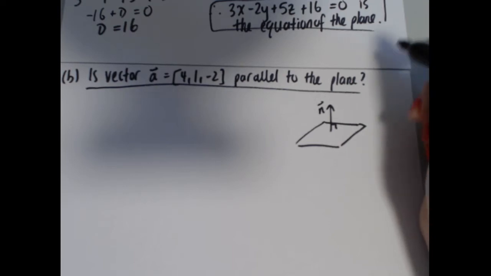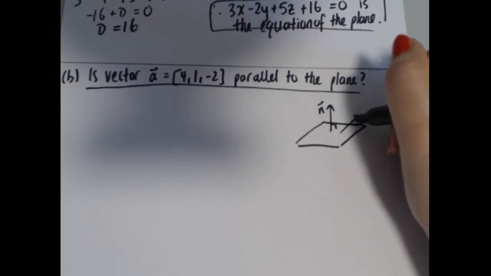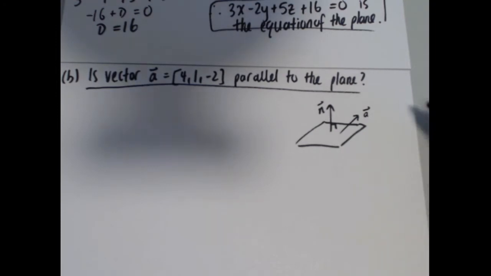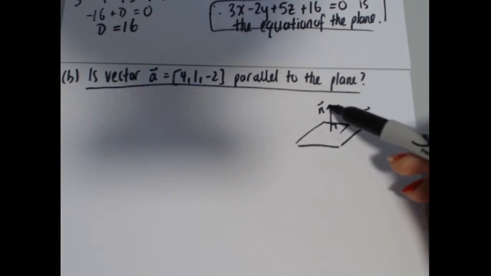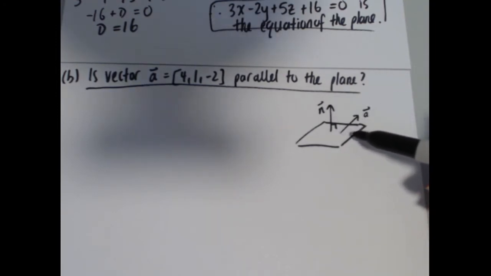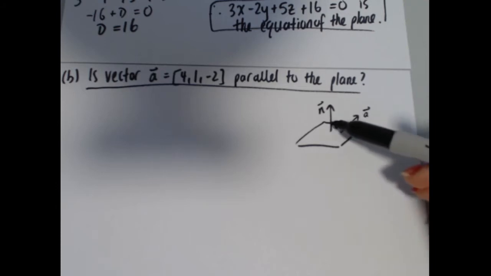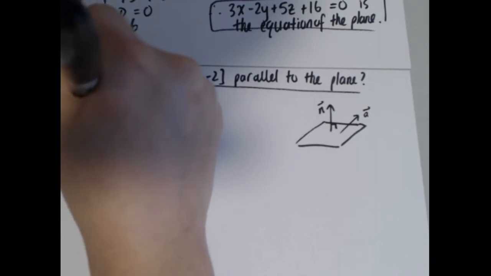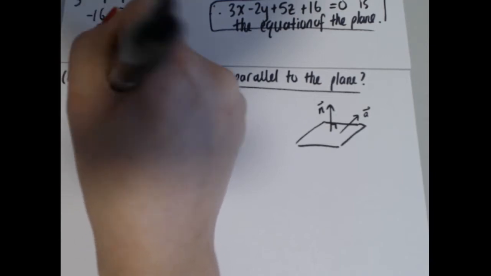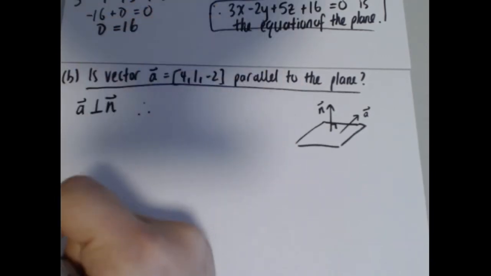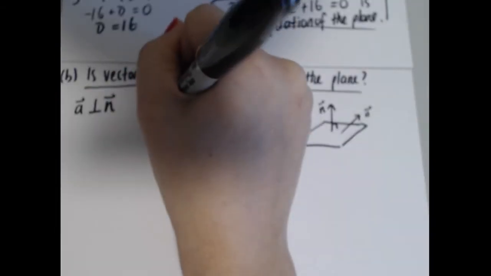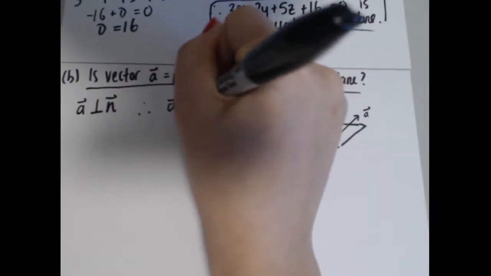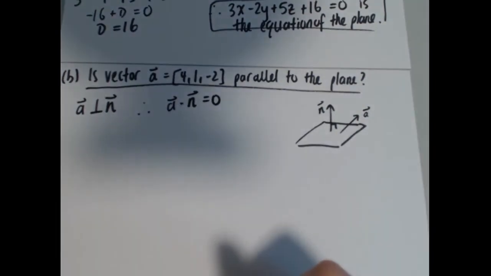Now, if A is parallel to the plane, A might look something like this. Well, guess what? We know that the normal vector is perpendicular to the plane, and the plane is parallel to A. So therefore, the normal vector must also be perpendicular to A. And just having that picture allows you to see it that much more easily. Okay, so we have established that A must be perpendicular to the normal vector. So therefore, well, what do we know? When two things are perpendicular, we automatically think that their dot product is 0. And sure enough, that's going to help us here. So therefore, A dot n is 0.